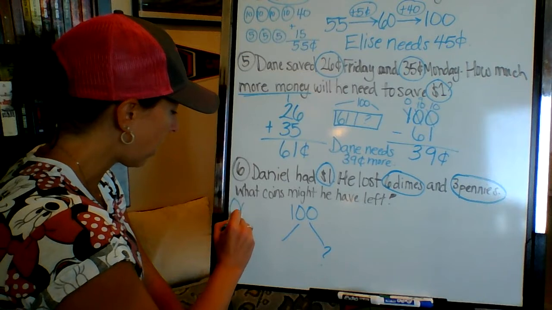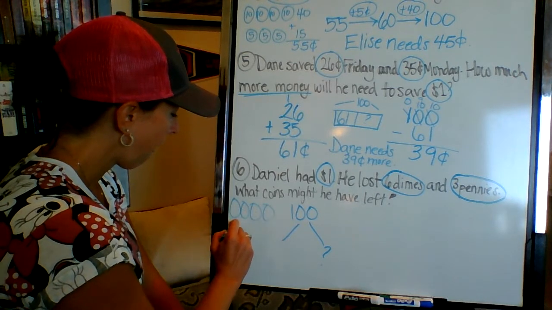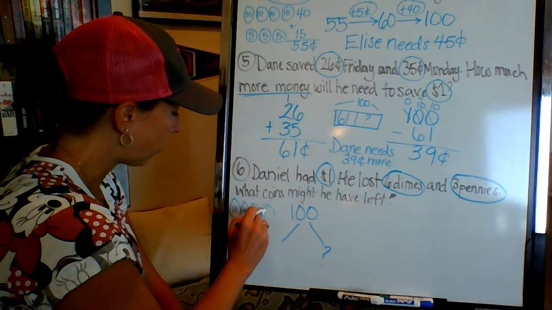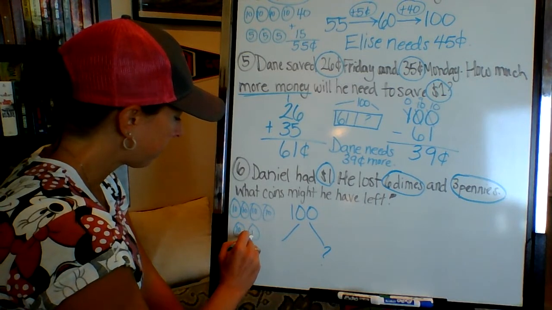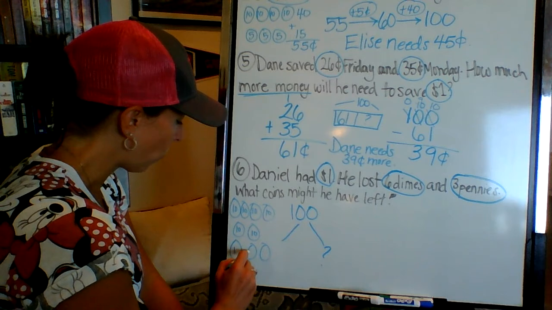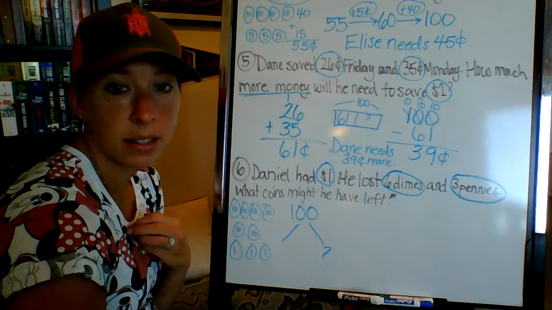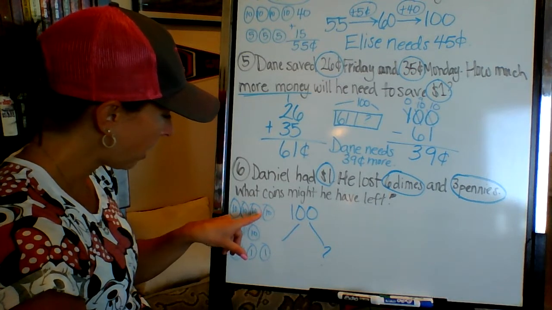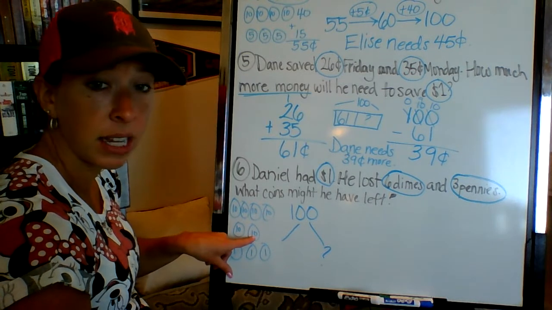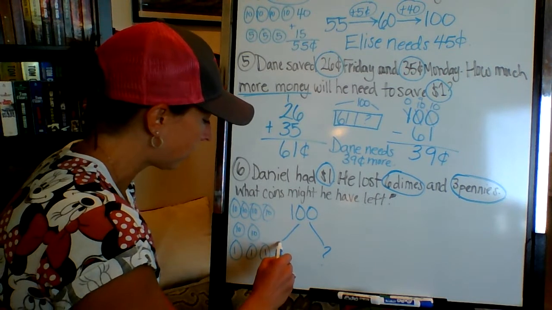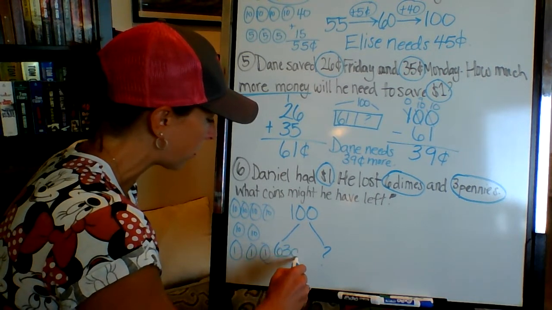So draw your 6 dimes. And dimes are 10s, right? 10s. So label your coins. And then it said he also lost 3 pennies, right? So those are 1s. 6 dimes and 3 pennies. Can we count that up? Count by 10s. 10, 20, 30, 40, 50, 60, 61, 62, 63. So he had 63 cents fall out of his pocket.